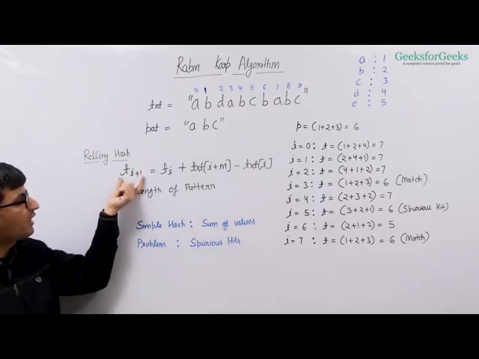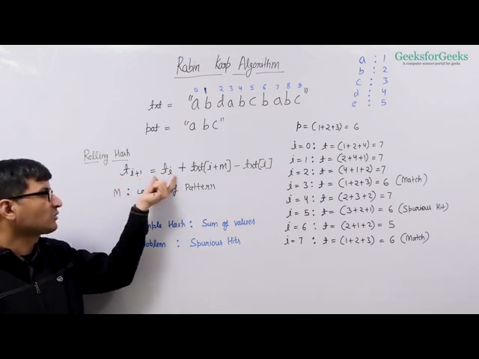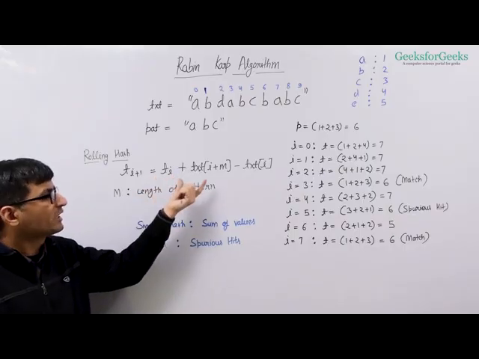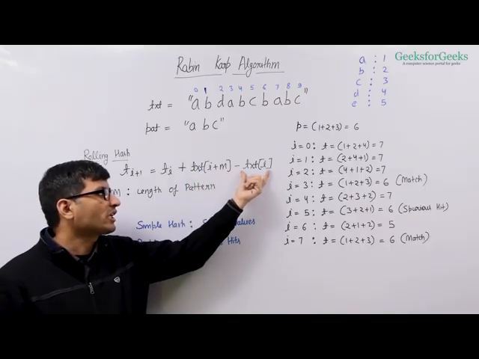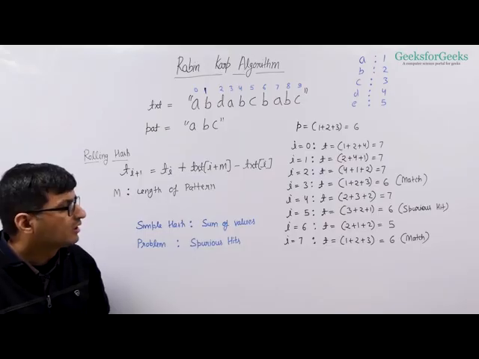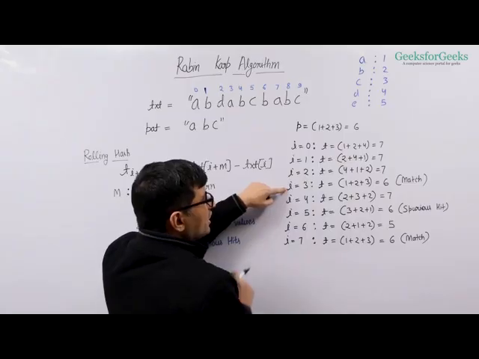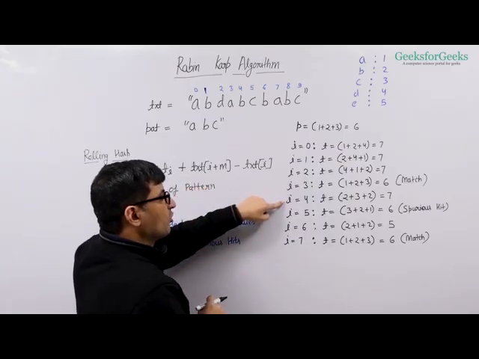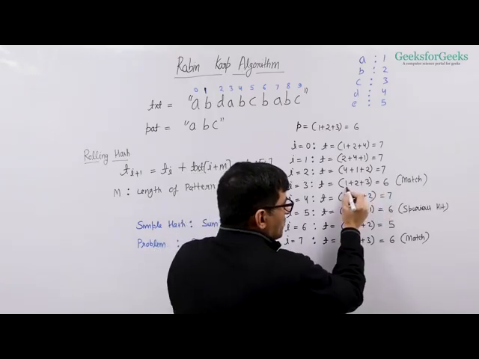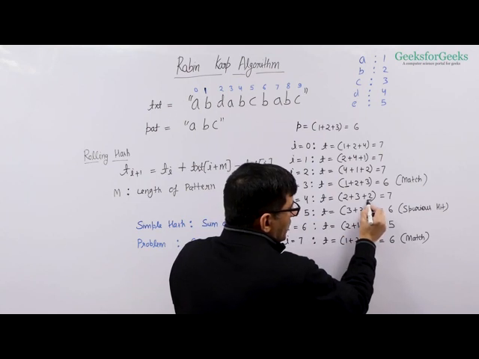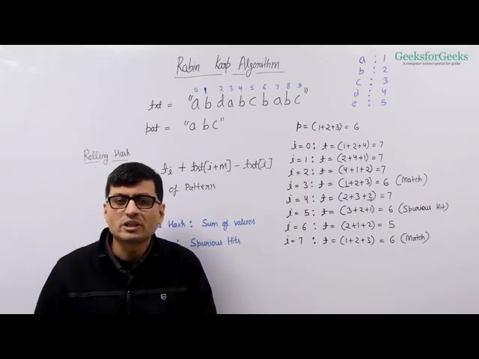We can compute the hash value for the window at index I plus 1 using the existing hash value for the window at index I by simply adding the last character of the I plus 1th window and subtracting the first character of the ith window. For example, using this hash at index I equal to 3, we can compute the hash for 4. We can simply take this value 6, subtract this value 1 from it and add this value 2 to it. So we will have 6 minus 1 plus 2, 7. This is how we can compute the rolling hash.